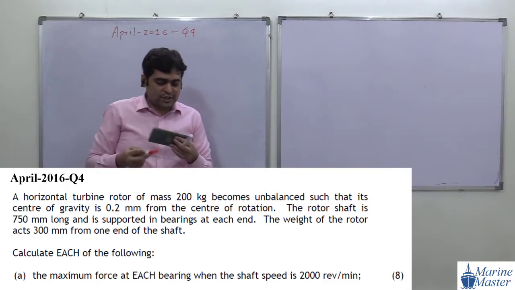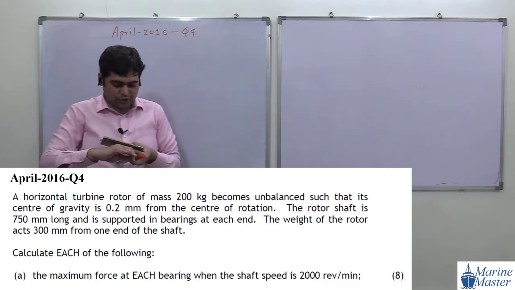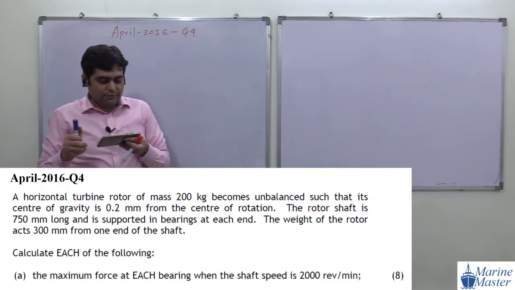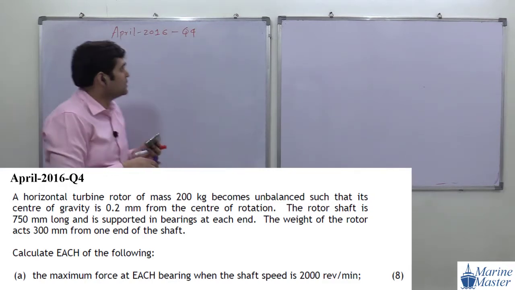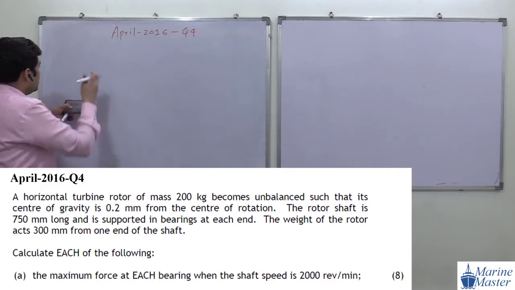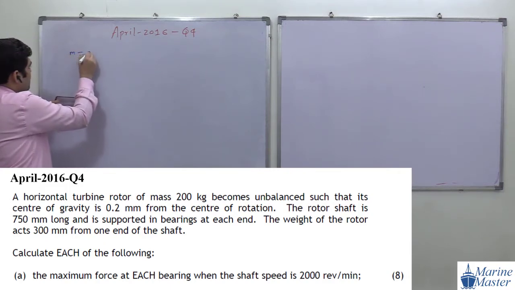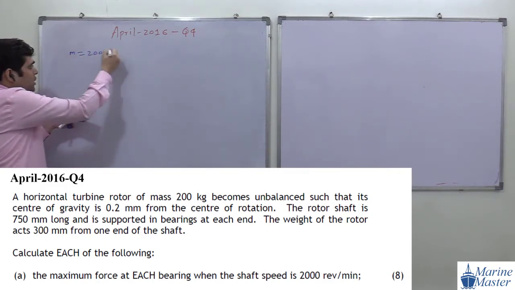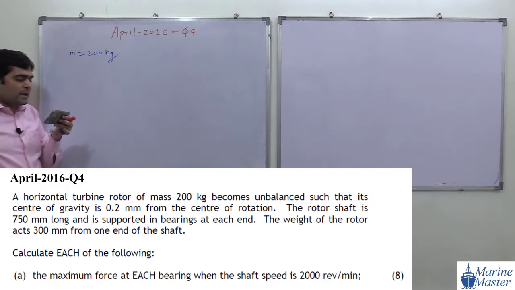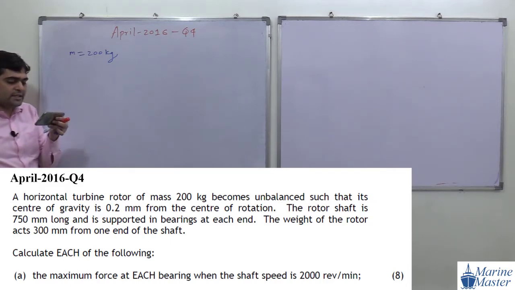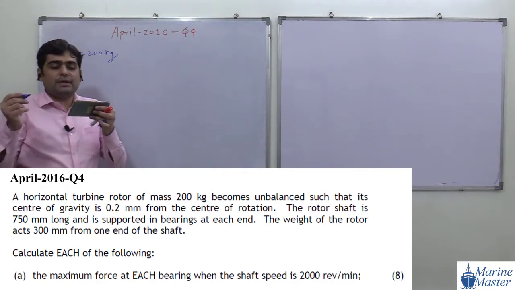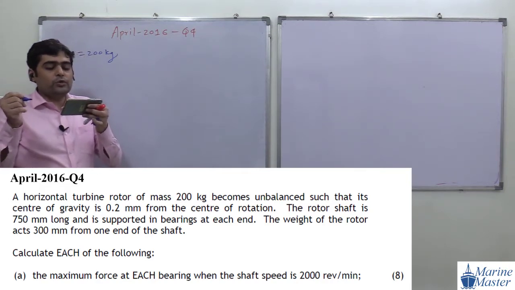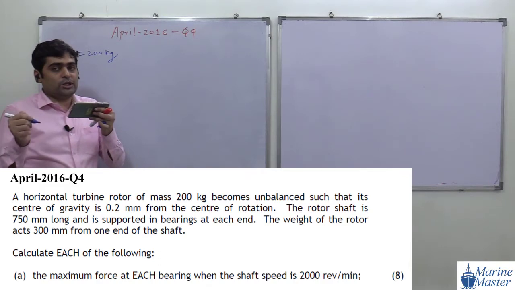Now try to see the scenario here. What are they asking us in the question? We have a horizontal turbine rotor whose mass is how much? The mass of the rotor is 200 kg. And it is balanced such that the center of gravity is 0.2 mm from the center of rotation.